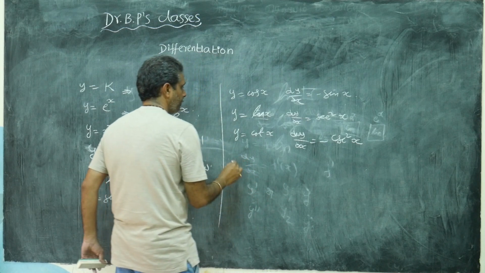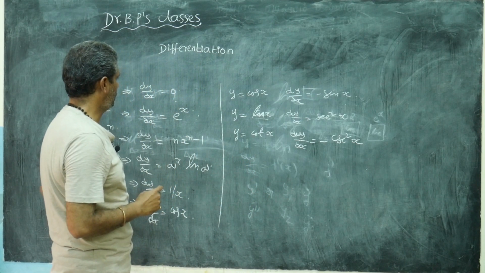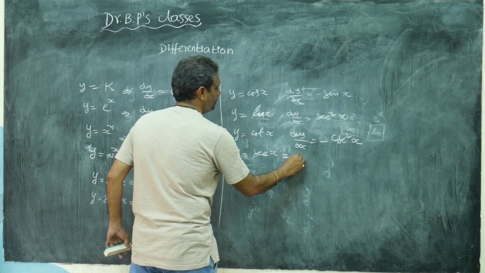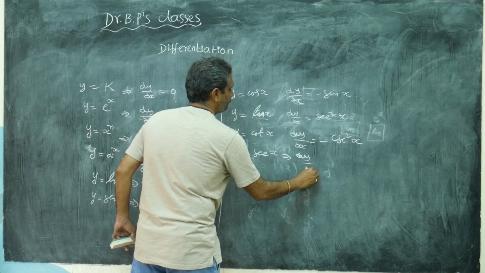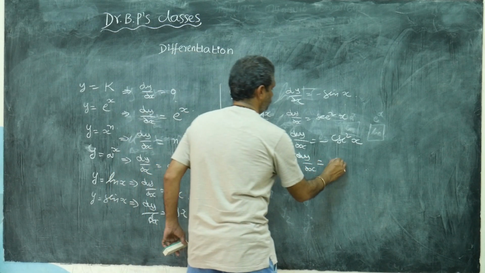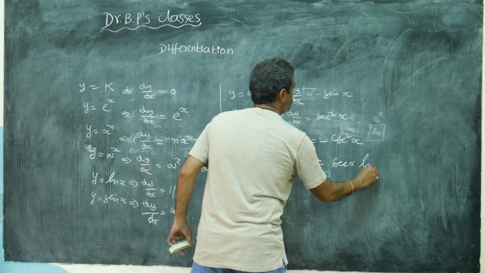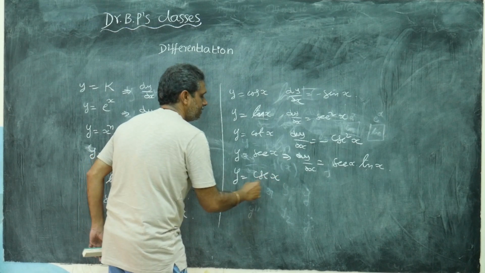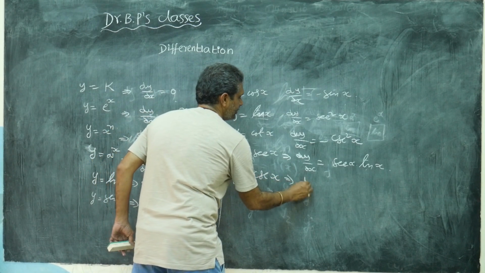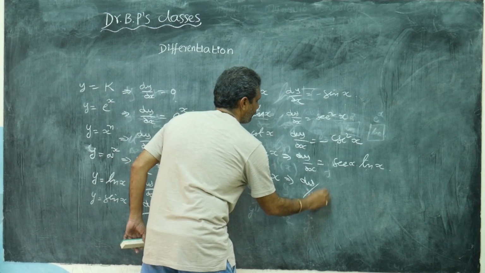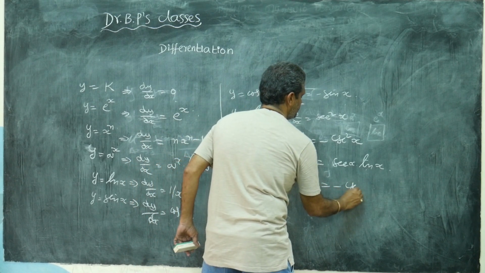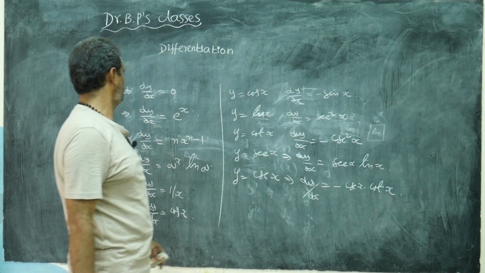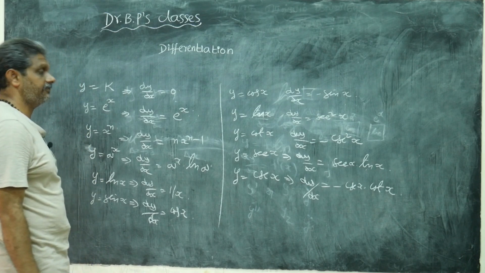Okay. Then d cos sin, cos tan. Then y is equal to secant x means what? Dy by dx what you will get? Secant x into tan x. Y is equal to cosecant x or COSEC. So dy by dx what you will get? Minus cosecant x cot x. So trigonometric functions over. So a lot of inverse functions also there.